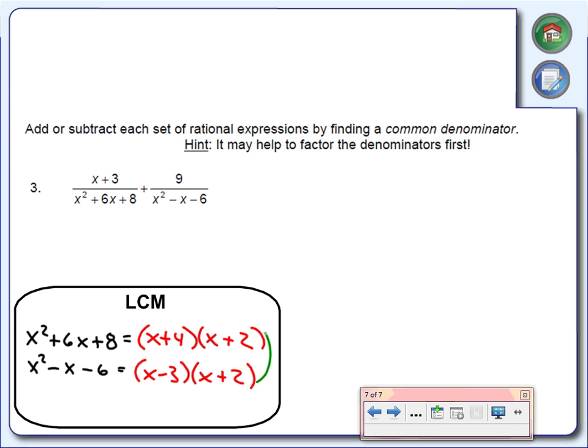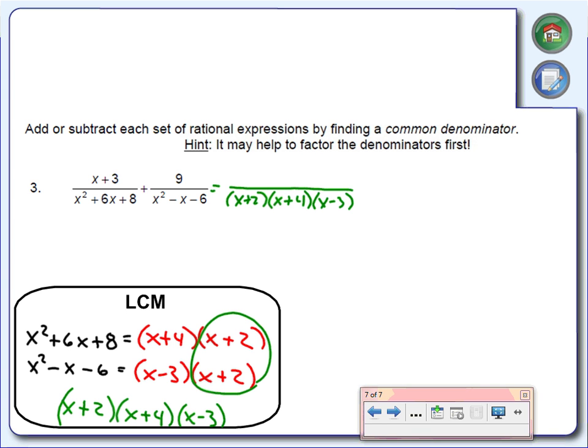Notice we got a pair of x plus 2, so that's part of it. X plus 4 and x minus 3, we can't just throw those away, so we'll include that as part of our least common denominator. So all of that, believe it or not, is going to be our least common denominator. So let me write that over here. X plus 2, x plus 4, and x minus 3.